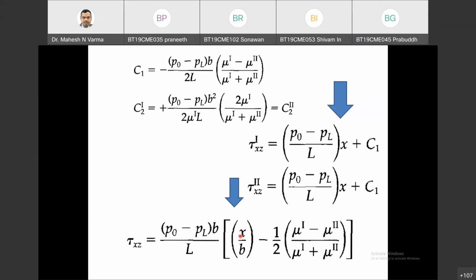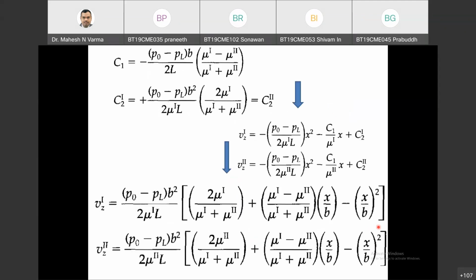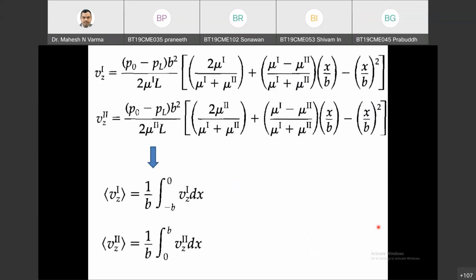And what will be the drag force exerted by the flowing fluid on the bottom plate? It will be tau xz at x equal to minus b, very good. In this equation, substitute x equals minus b, multiplied by just the area, W into L. That will give you the drag force exerted by the flowing fluid on the lower plate. Okay, so does anybody have any doubt in this shell momentum balance approach?